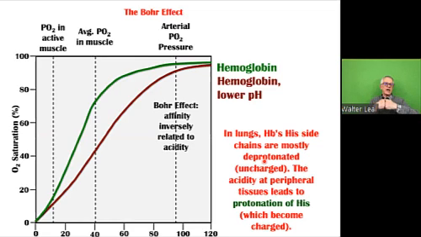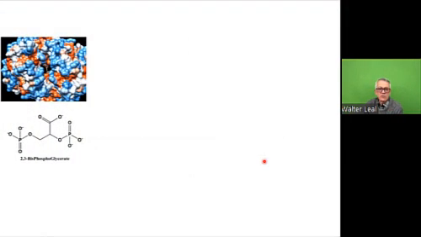So all these things are going on at the same time as the protein flows through the peripheral tissues and gets back to the lungs. We talk about BPG, a very important effector. BPG is very important to lower the affinity of hemoglobin.